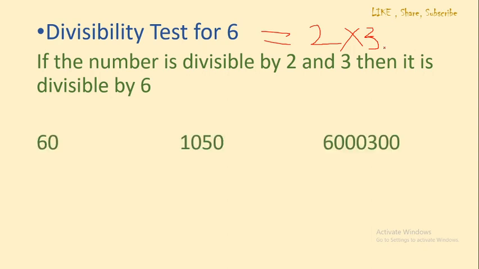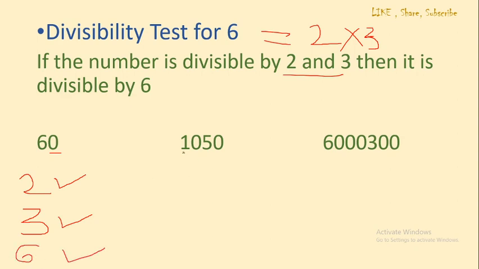Like for 60, we have to check 2 and 3. First, what is the divisibility test for 2? For 2, at the unit place you should have 0 2 4 6 8, right? So this number is divisible by 2. What about 3? The divisibility test for 3 is that the sum of the digits should be divisible by 3. So 6 plus 0 is 6. Is 6 divisible by 3? Yes, so 60 is divisible by 3. As 60 is divisible by 2 and 3, it is divisible by 6 also.